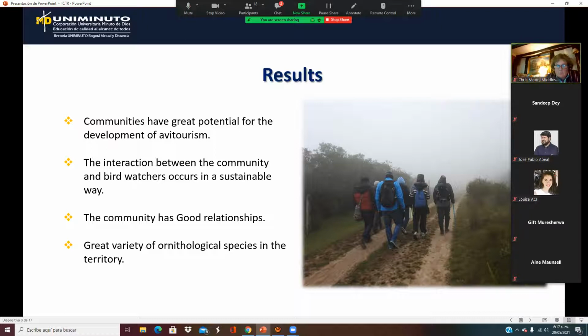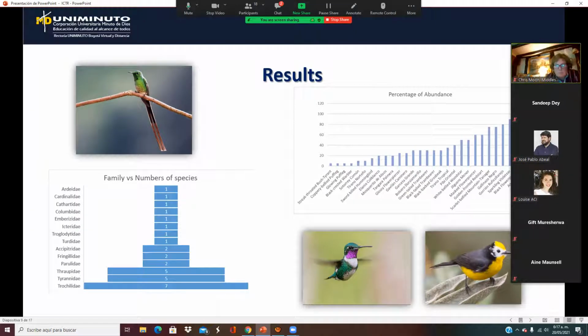But in those cases, they take a bilingual guide. The community has a good relationship, which means that the community agrees with this kind of tourism in the territory, and there is a great variety of ornithological species in the territory. For example, these are some of the birds that you can find in the territory. We made the results about the species. You can see the common name in English, and the family and the number of species.